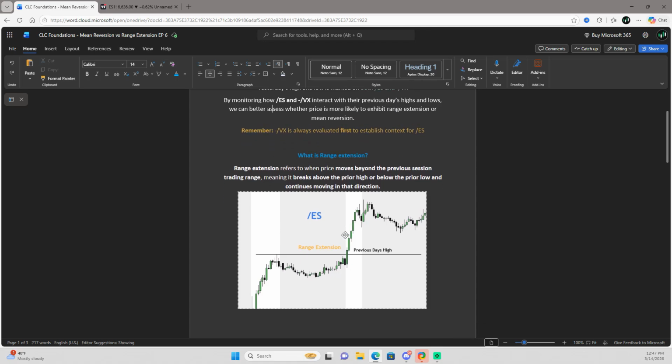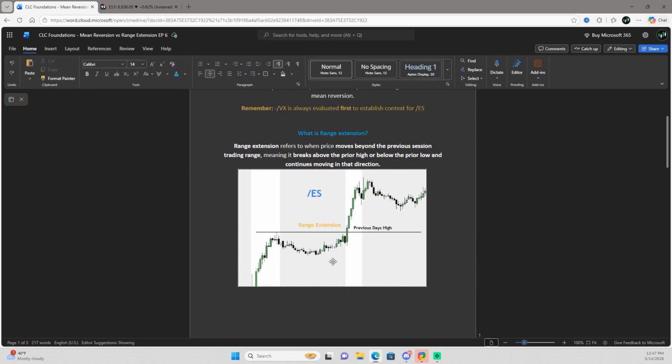So what is range extension? Range extension refers to when price moves beyond the previous session trading range. It'll break above the prior day high or below the previous day low, and then continue to move in that direction. So here's a photo for you guys: ES breaking above and sustaining value beyond the prior day high, exhibiting range extension.